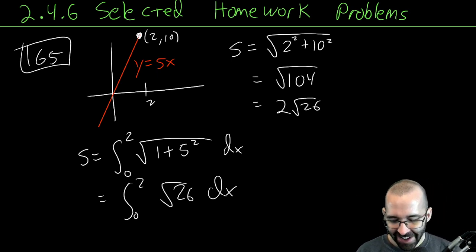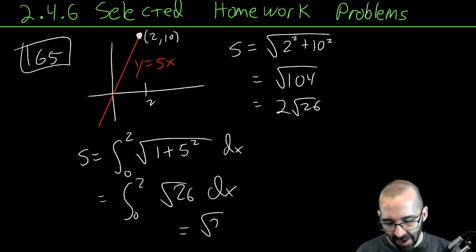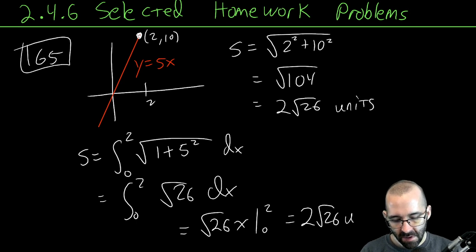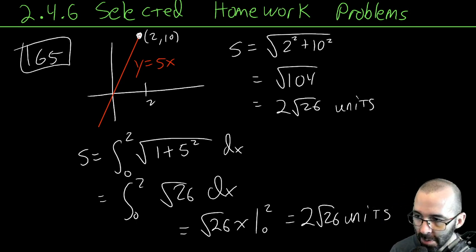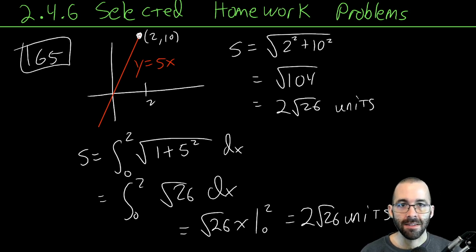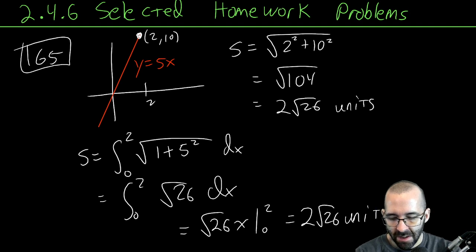Yeah, anyway. So this antiderivative is going to be the square root of 26 times x, evaluated from 0 to 2. Plug in 2, we get 2 root 26. Plug in 0, we get 0. And whichever way you go, we see that our answers line up exactly. There it is. We could do the same sort of thing with some other shapes as well, I'm pretty sure. But that's this one. So 165 is the first one.